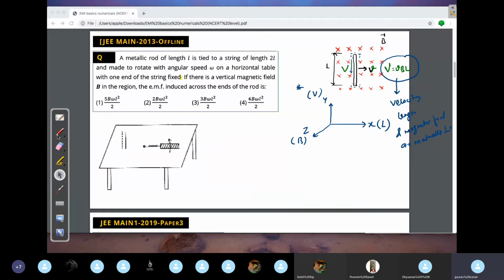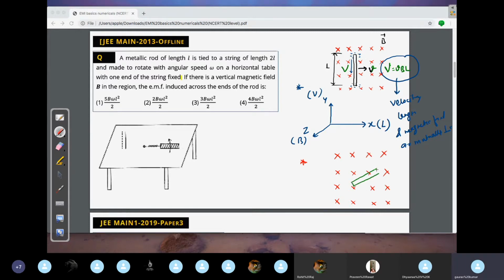That is the first concept. Second, if you recall, we have seen one more concept: if you take a magnetic field and this time you start rotating a rod with an angular velocity omega. Let's say you take a rod here now.